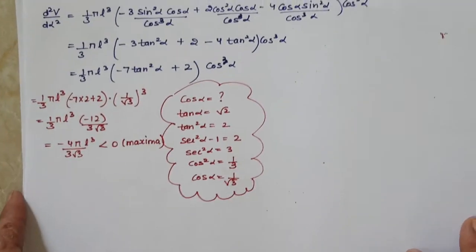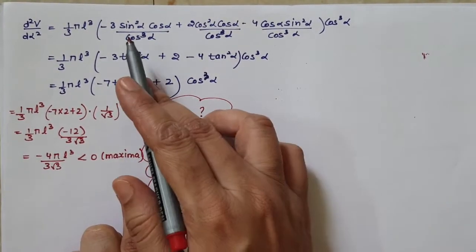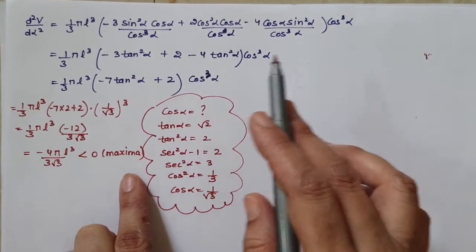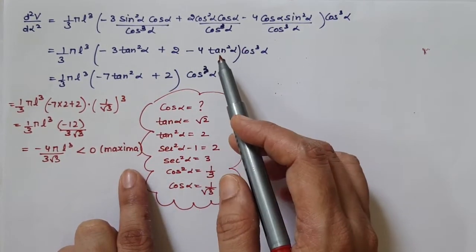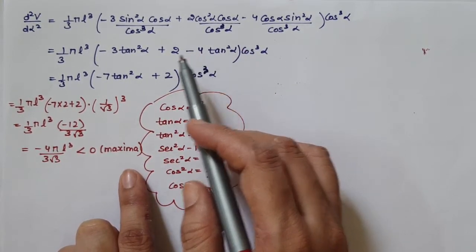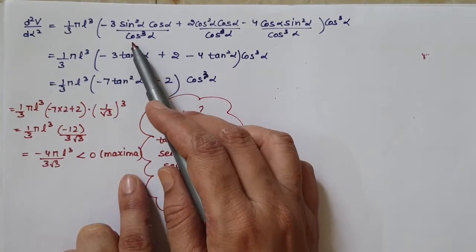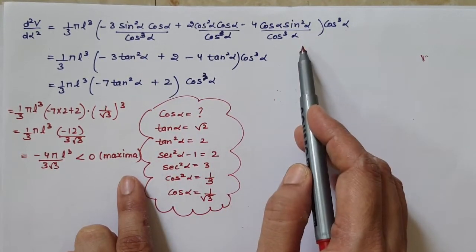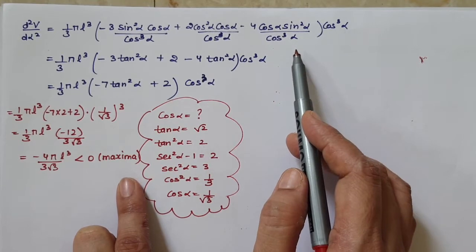Now if I consider the second order derivative, what I have done here is, since I am having the value of tan alpha, I am trying to get my tan. How can I do that? I have multiplied and divided the whole second order derivative with cos cube alpha.